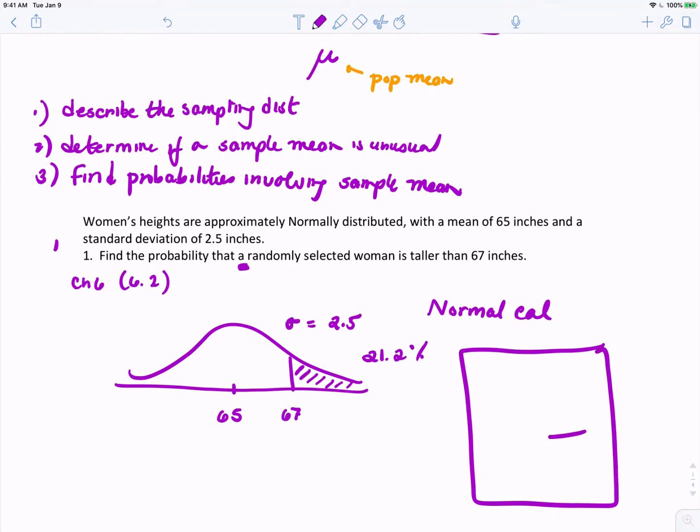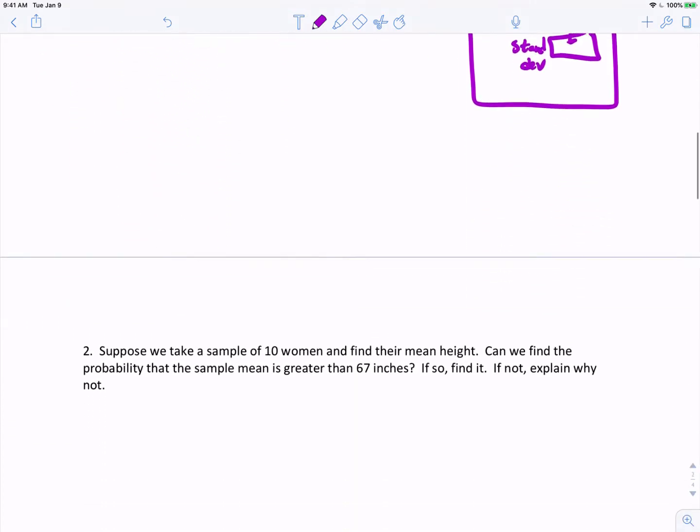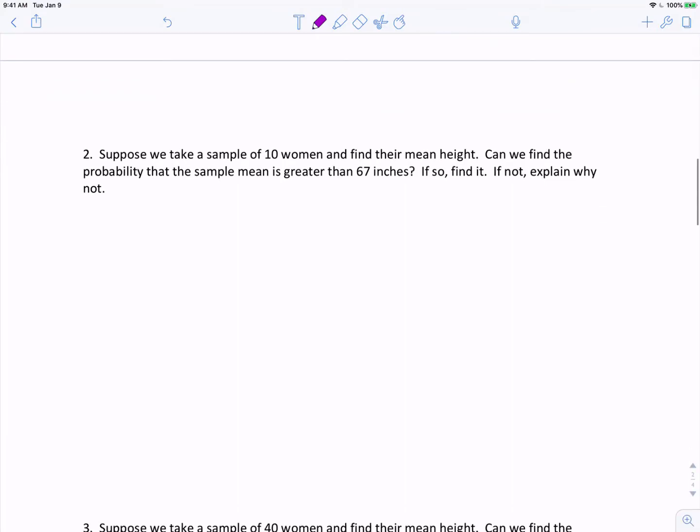Because when we went to StatCrunch, in this box where it said standard deviation, this was the picture we were looking at, and the standard deviation was 2.5 inches. However, you have to be careful when you apply the central limit theorem. So let's take a look at this example.